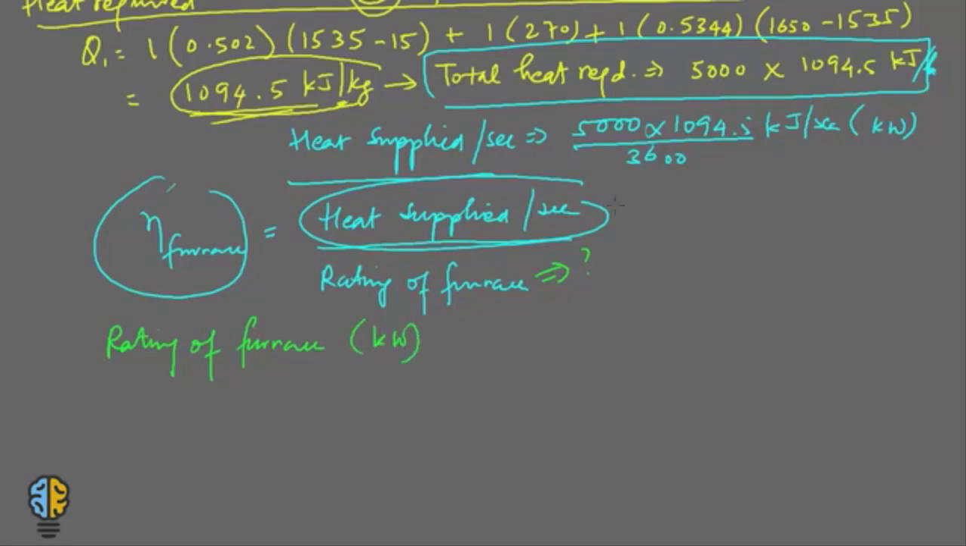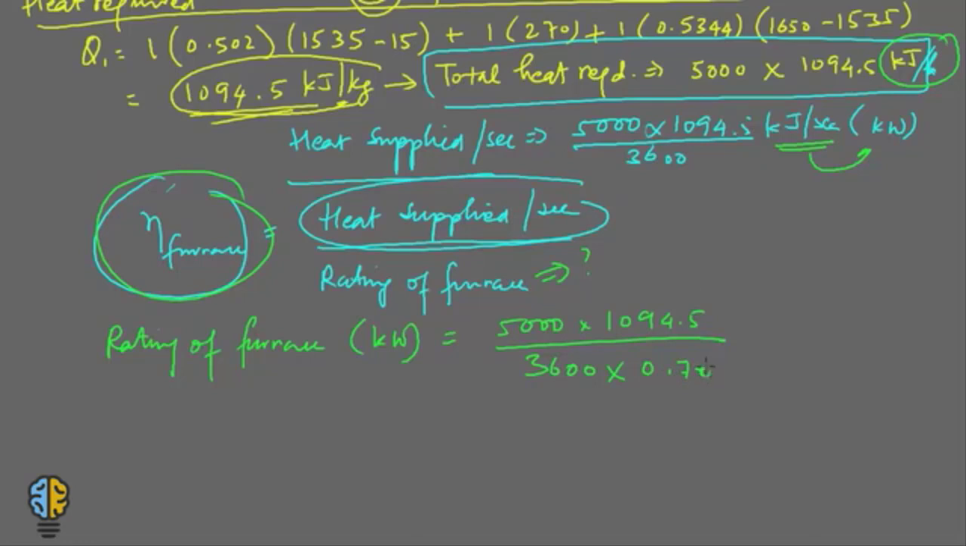in kilowatt. That is the reason we converted this from kilojoules per hour to kilojoule per second, because kilojoule per second is kilowatt. The units have to be the same in numerator and denominator, and this would be equal to 5000 into 1094.5 by 3600 into the efficiency, which is 0.70. So when you calculate all this with the help of your scientific calculators, you will get 217 into 10 to the power 3 kilowatt, and this is the rating of the furnace.